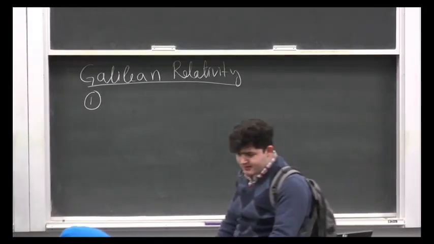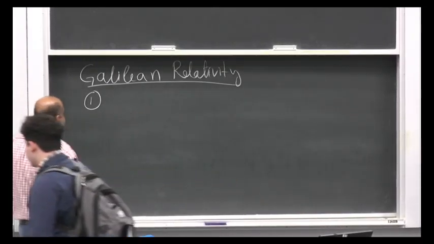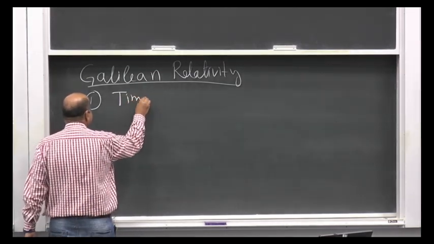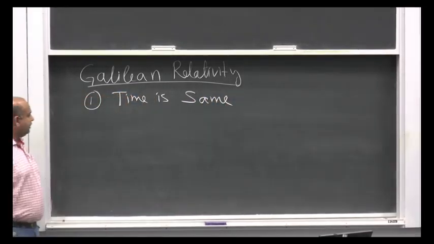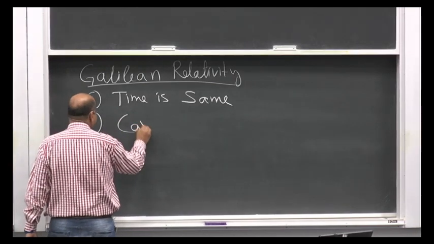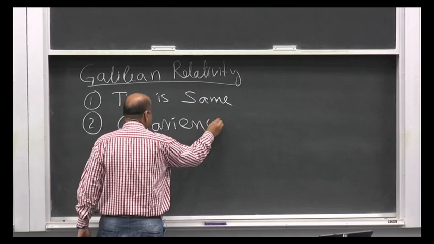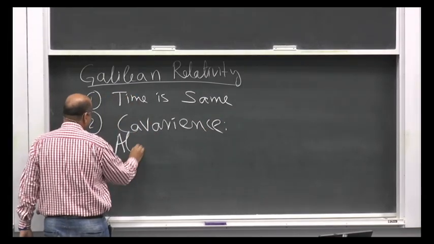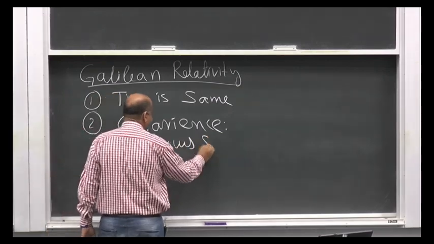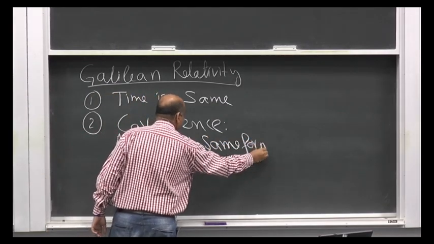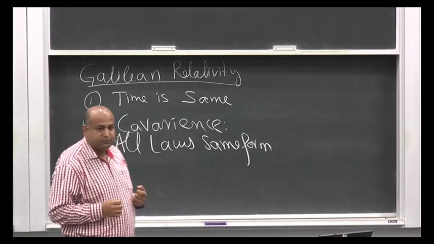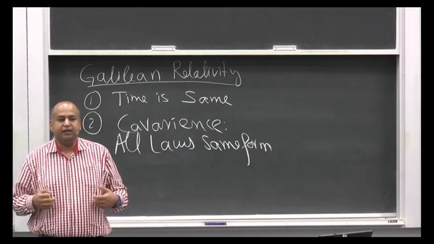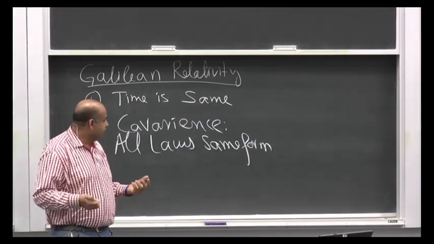The two foundation stones of this relativity theory: number one is that time is the same for all observers, and number two is the covariance principle, which states that all laws should have the same form. I mean, the physics should be the same for all observers. If you are observing the universe at Earth, or you are observing the universe at Mars, you should deduce the same laws that are governing the universe. So that's the ingrained belief that we have.